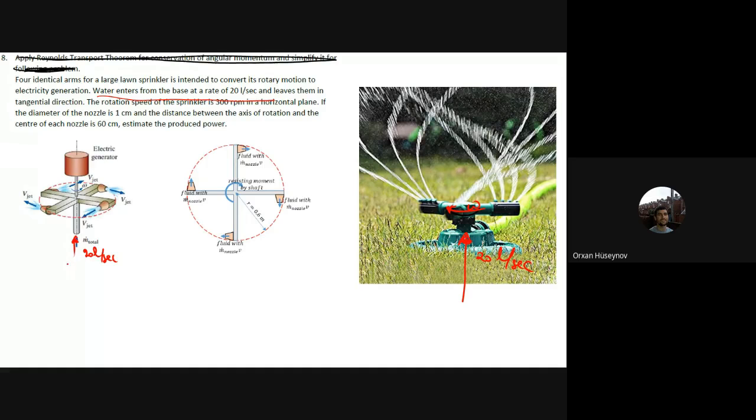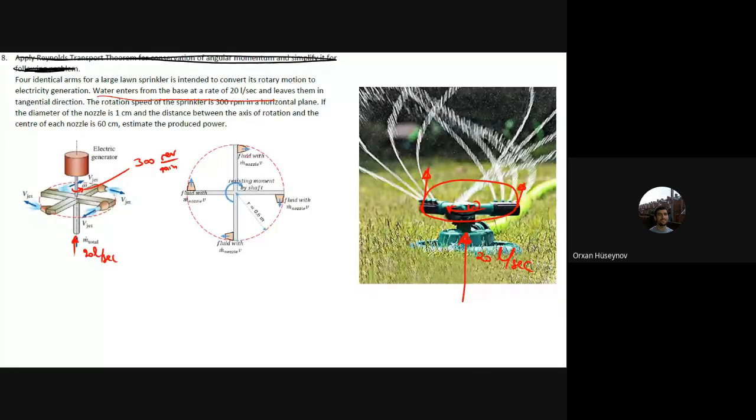Then the water leaves in the tangential direction. If I put a circle around it, the water leaves that circle in the tangential direction. Similarly here, the water leaves in the tangential direction if you put a circle around it. And the rotational speed of the sprinkler is 300 RPM. So this one rotates with an omega, and this is 300 revolutions per minute.